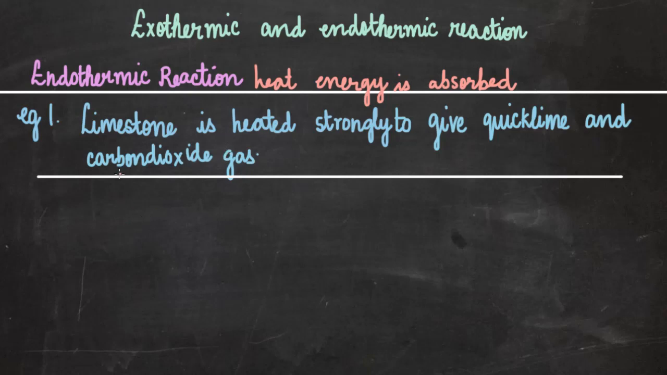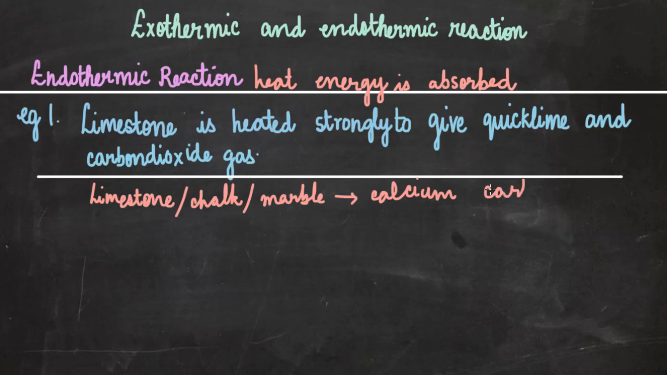So let's see the first example now. Limestone is being heated to give quicklime and carbon dioxide. So what is limestone? Limestone or chalk or marble is just calcium carbonate. So let us write the formula of calcium carbonate. Calcium ion is Ca2+ and carbonate ion is CO3 2-. So this 2 and 2 get cancelled out and we get calcium carbonate as CaCO3.